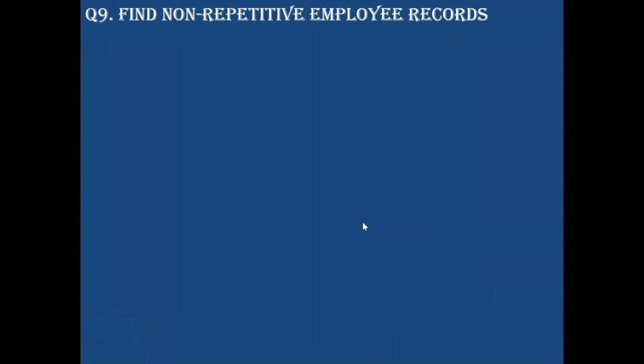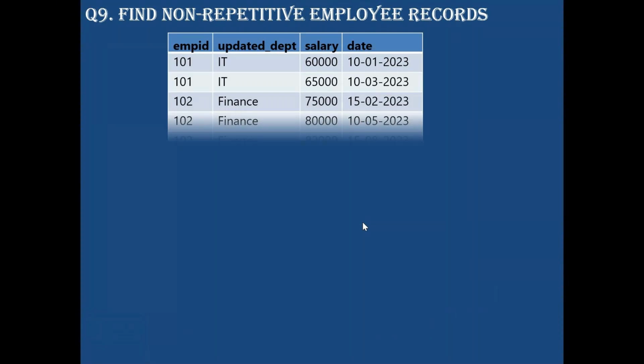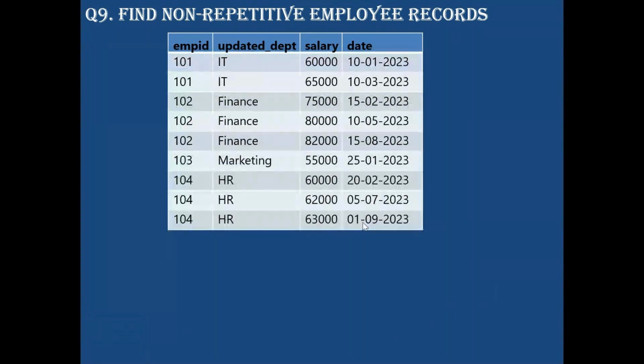So the next question, question number 9, we need to find a non-repetitive employee record. For example, in this employee data, which is a non-repetitive employee record? It means the record which is not repeated again, meaning the employees who have not received any increment from the date of joining. Here there are employees who got the increment.